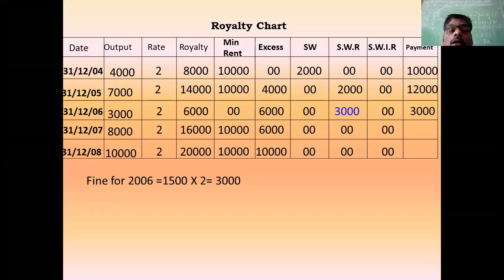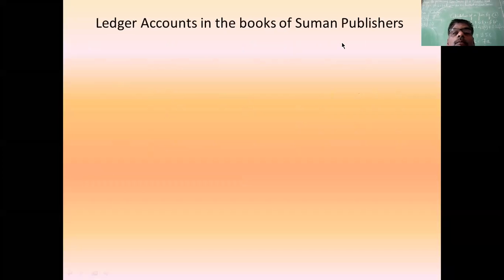Then fourth year is 16,000 minus 0 plus 0. 16,000 is the payment. Last year 20,000 plus 0 minus 0. 20,000. Okay, this is a royalty chart. Now we prepare the necessary accounts in the books of Suman Publisher.